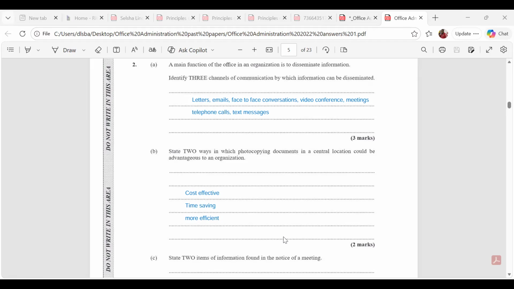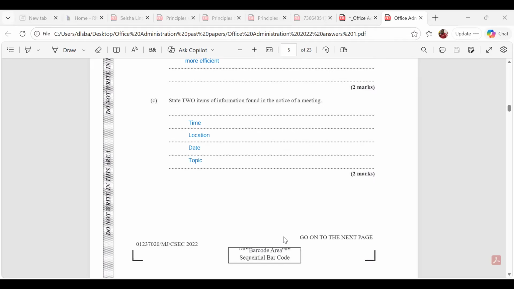What else? The reason for the meeting, and you also have who will be attending the meeting. Right. Time, place, date, the purpose of the meeting, who will be attending the meeting, all those could work.